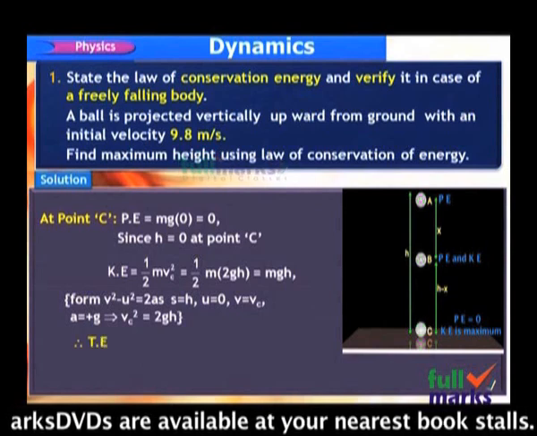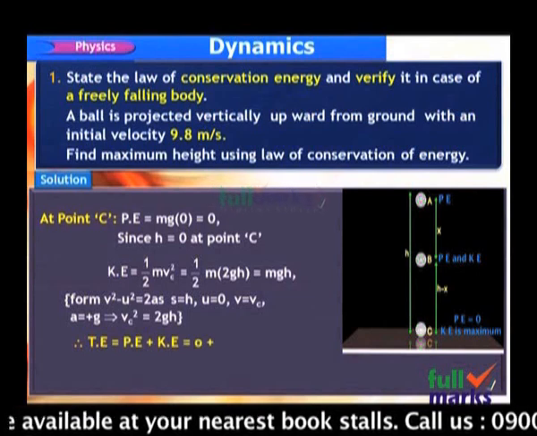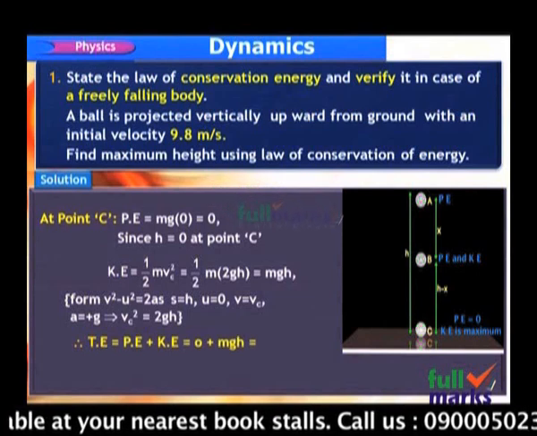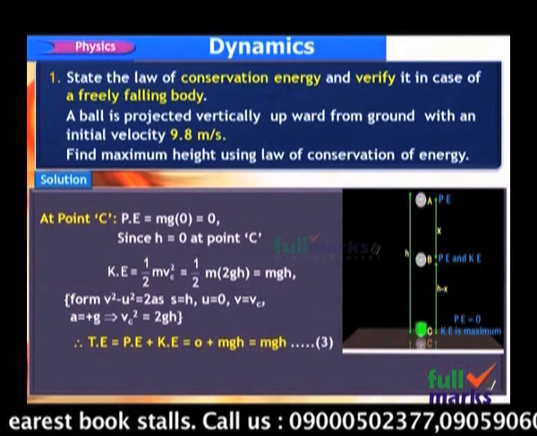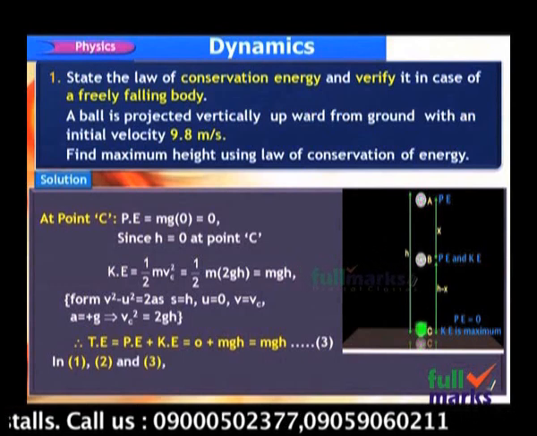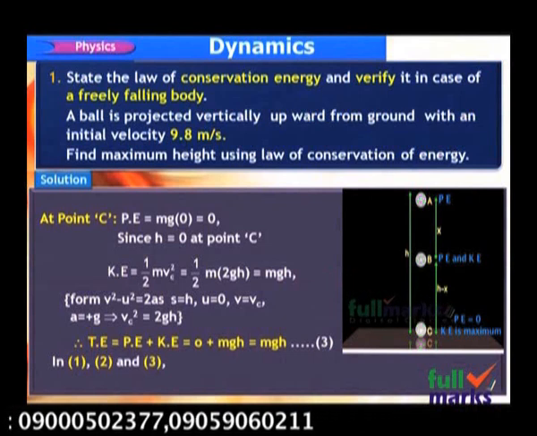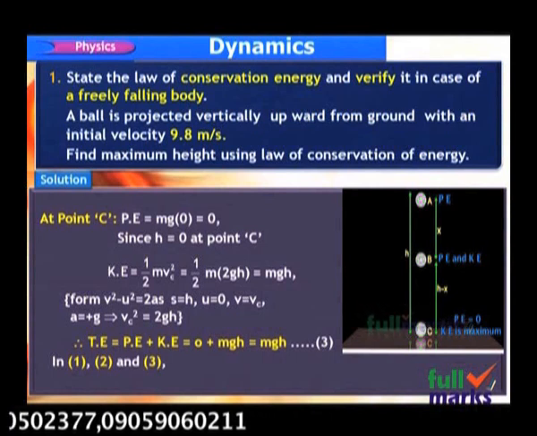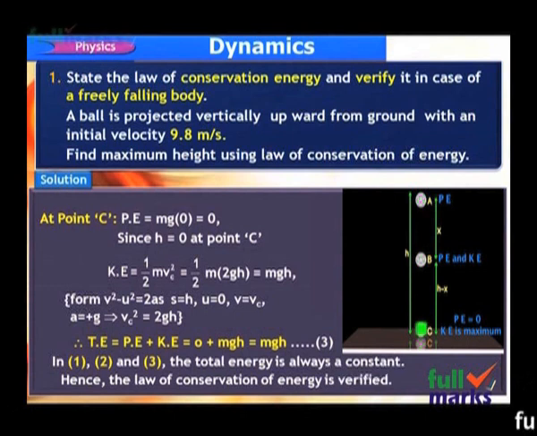At this point, the total energy is potential energy plus kinetic energy. This is equivalent to 0 plus mgh. This is equivalent to mgh. You take this as equation 3. Now we can write using equations 1, 2 and 3: the energy at A is equivalent to energy at B, equivalent to energy at C. That means if you take any point during the motion of a freely falling body, the total energy is always constant. Hence, the law of conservation of energy is verified.